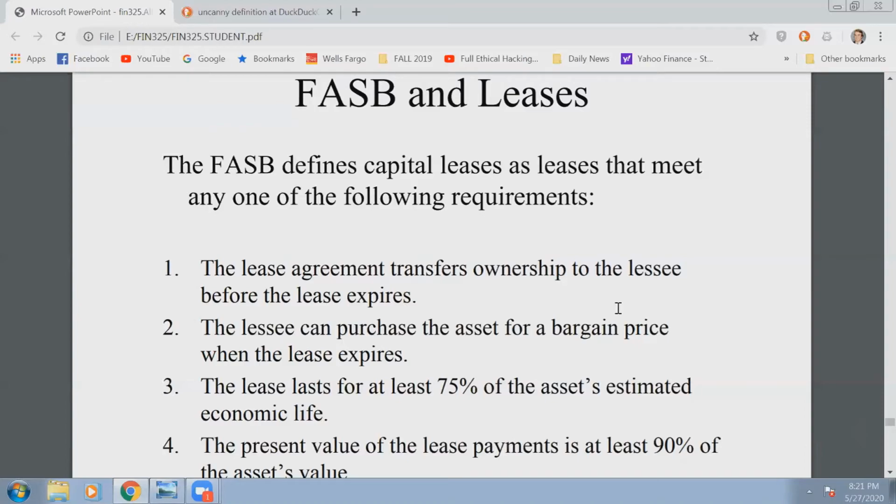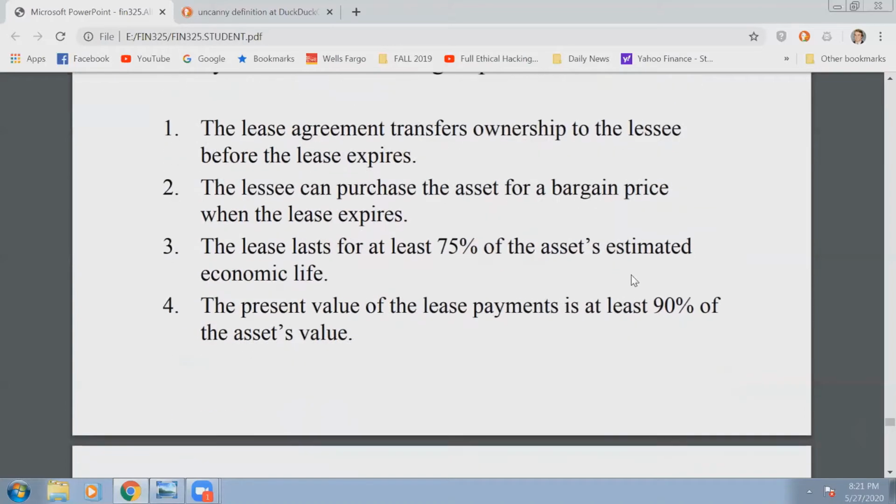And the last point is the present value of the lease payments is at least 90% of the asset's value. So we can value an asset in the same way that we value a stock. If this asset's value is greater than or less than 90% of the present value of all of our lease payments, and I'll show you how to calculate the present value of our lease payments, then we need to, by classification, make this lease a financing lease in our books.